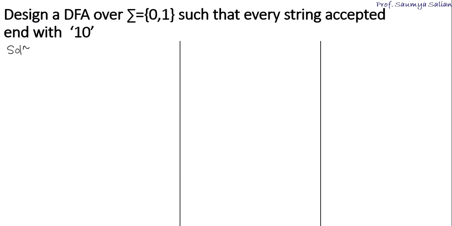Given a question, design a DFA over the alphabet set 0, 1 such that every string accepted ends with 1, 0. So we know the steps. Step 1 is to define the language. The language will contain all valid strings. So here in my language, what is the smallest valid string? The smallest valid string is 1, 0.